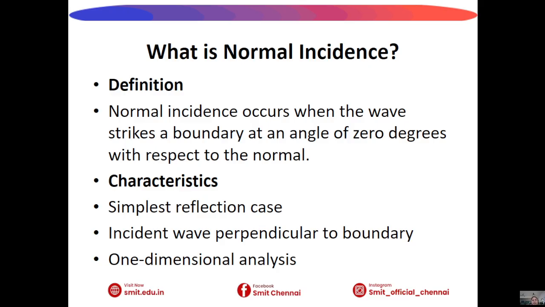What is normal incidence? Normal incidence occurs when an electromagnetic wave strikes a boundary perpendicularly. In other words, the angle between the direction of propagation and the normal to the boundary is 0 degrees. This is the simplest case of wave reflection and transmission because the wave propagates directly towards the boundary without any angular deviation. Studying normal incidence helps us understand more complex boundary interactions.